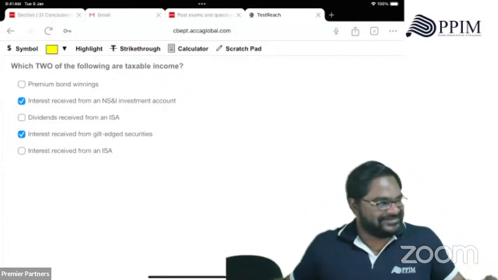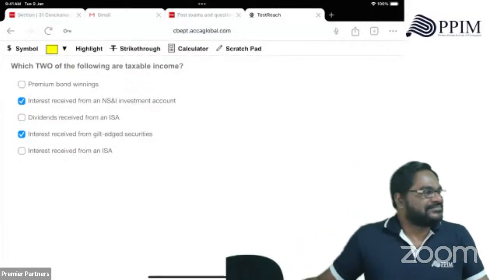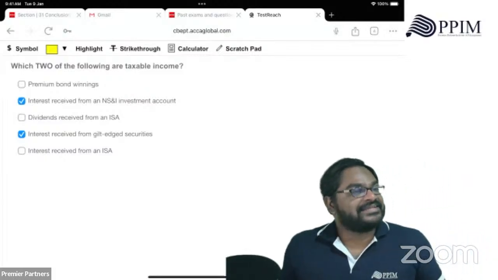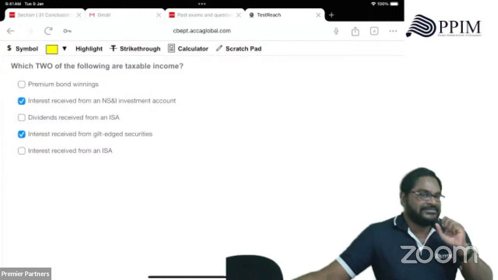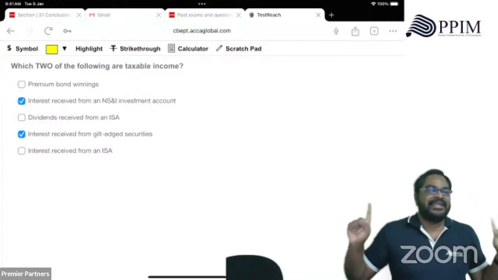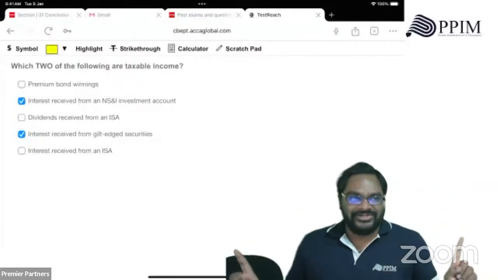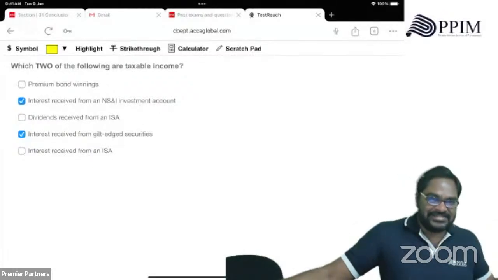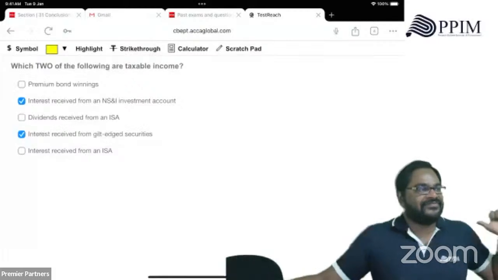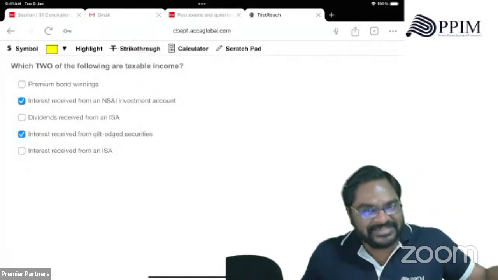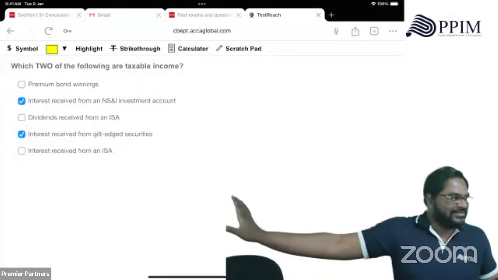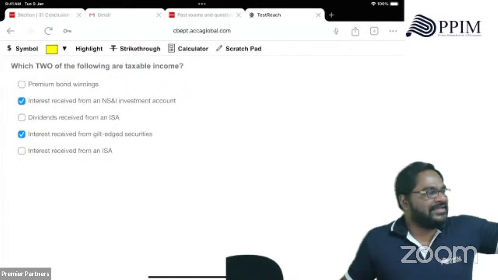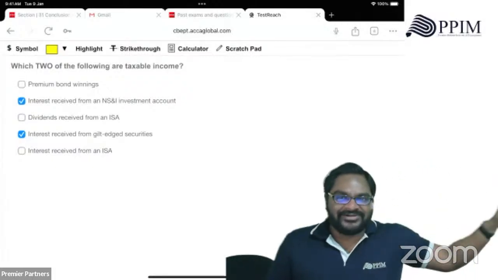So after 4 months, you have that question. National Savings and Investments. Guys, when we were doing NS&I, I clearly told you there are two kinds. NS&I interest or dividend, yes. But if we are talking about the investment account, that is a different story. Certificate is different. Investment account is different. Certificate is exempted. Investment account is taxable.